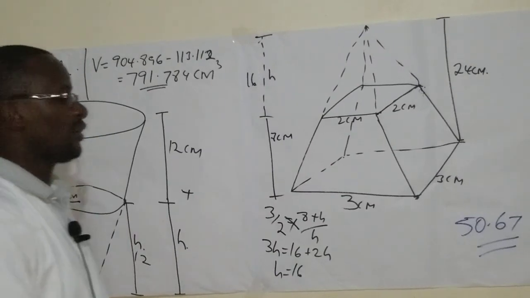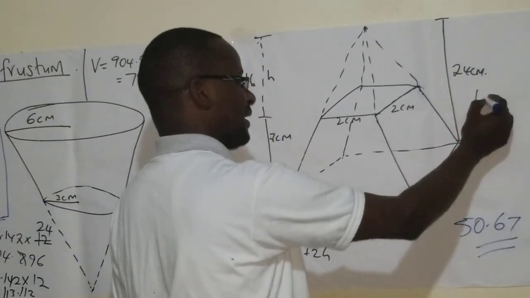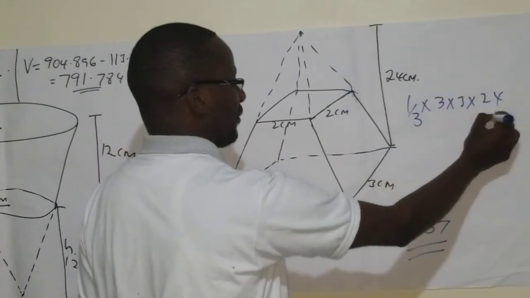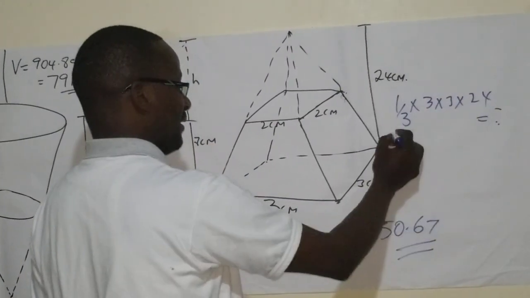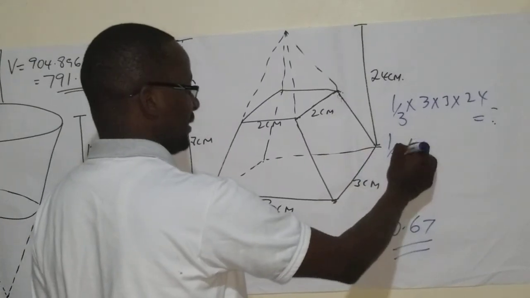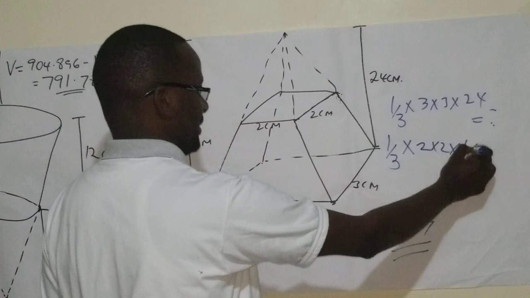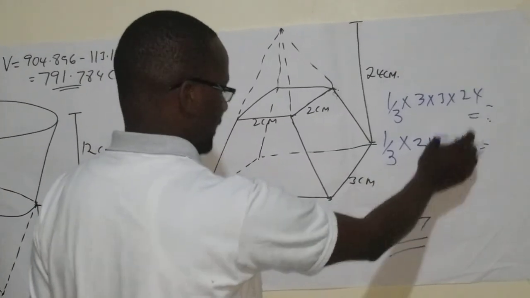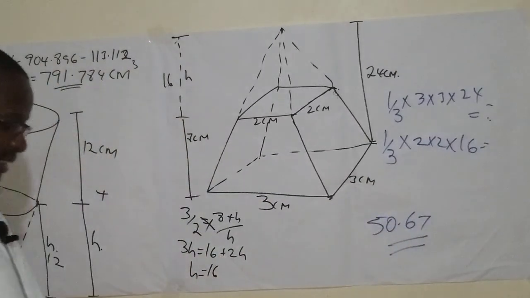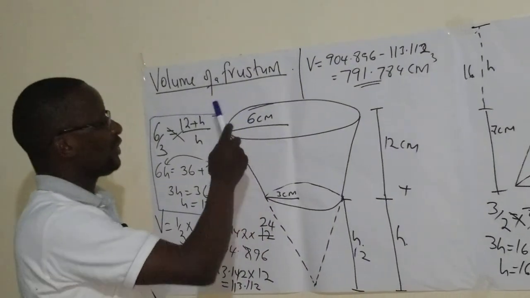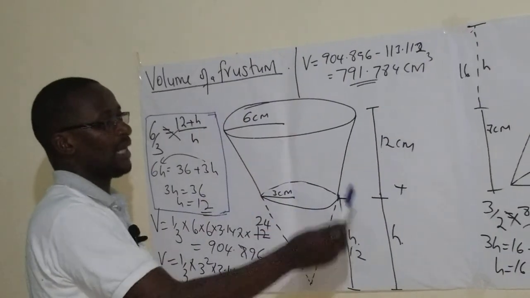But it's going to be the volume of the larger pyramid, a third times 3 times 3 times 24. You get the answer there. Then the volume of the smaller pyramid, a third times 2 times 2 times 16. Then the answers you get here, you subtract and see whether you will get that answer. So that's how you get the volume of a frustum of a cone and a pyramid.